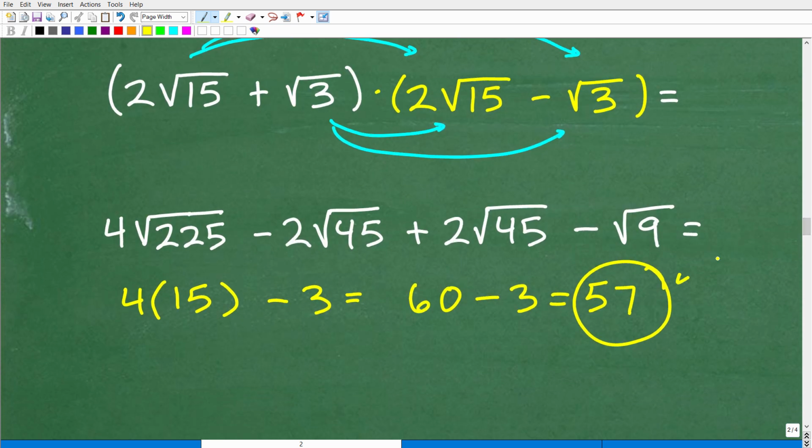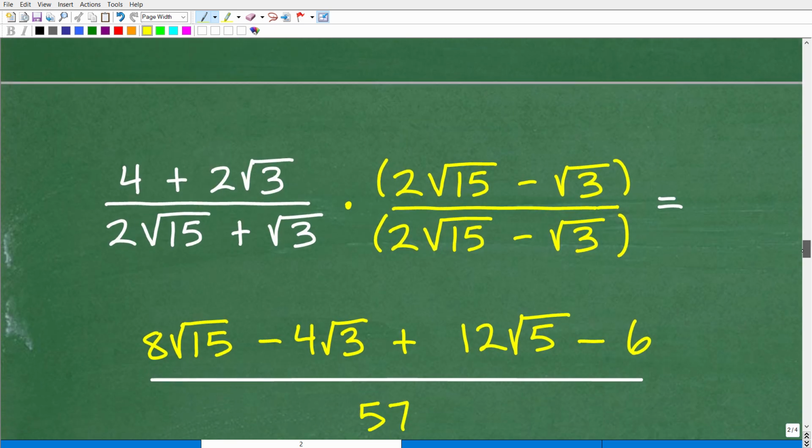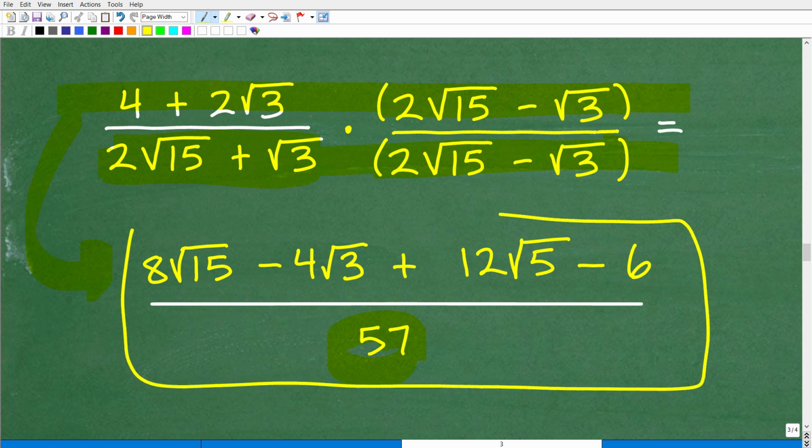All right, so this was our denominator. And now let's finally put this thing all together. So remember, we did all of that initial work. Here was our answer. We're like, oh, we got square roots down here. We got to get rid of them. So we multiplied the numerator and denominator by the conjugate. We did all of that work. When we multiplied the numerator, we got this, and we multiplied the denominator with the conjugate. We got 57. So there is our final answer.